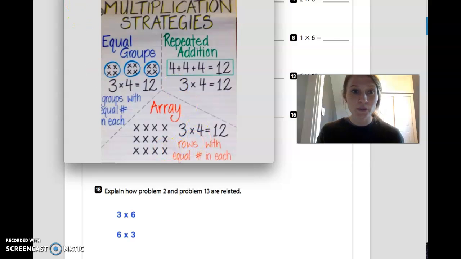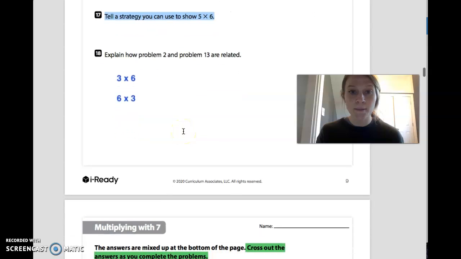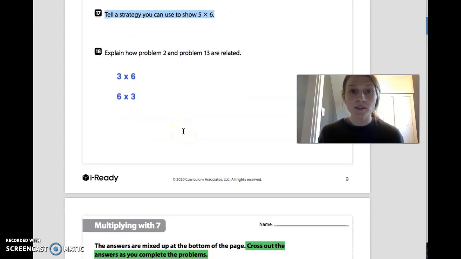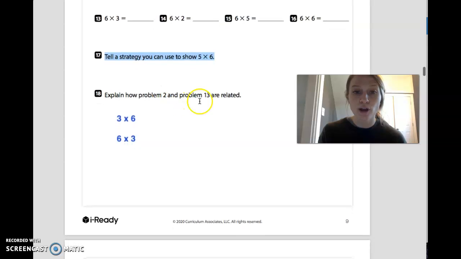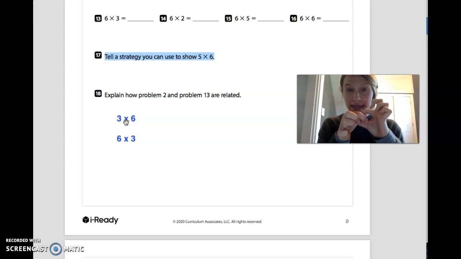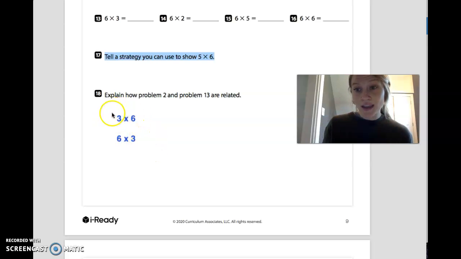And for the next one, which I wanted to go over with, is right here. Explain how problem number 2 and problem 13, how they're related. So I went ahead and I wrote down problem 2, which is 3 times 6, right here. And I wrote down problem 13, which is 6 times 3. So how are these problems related? Now remember, related means like a connection. How are they related? And I just gave you a hint.